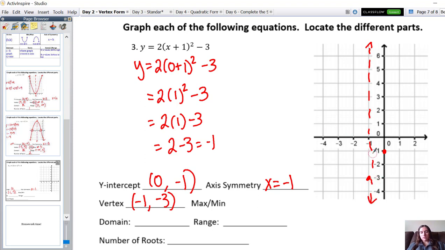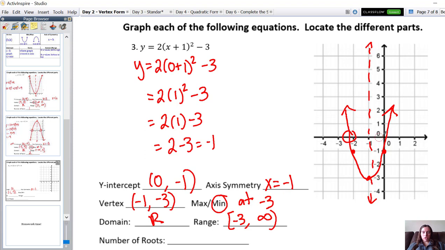This time our y-intercept is only 1 unit to the right, so now we need to go 1 unit to the left to figure out the other point, and a rough sketch. In this case, our U shape is regular. It hasn't been flipped upside down, so we have a minimum at our value of k, which was negative 3. The domain, as usual, all real numbers or negative infinity to infinity. The range, the minimum is negative 3, and then it's going up forever. And once again, we have a graph with 2 roots because it's crossing the x-axis 2 times.